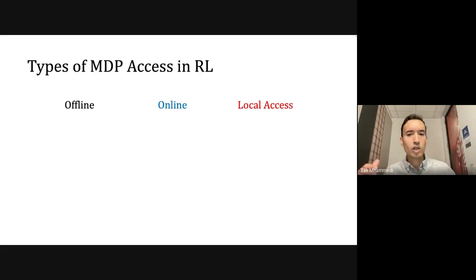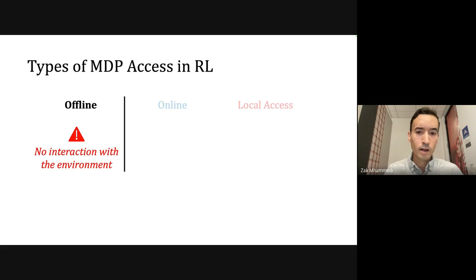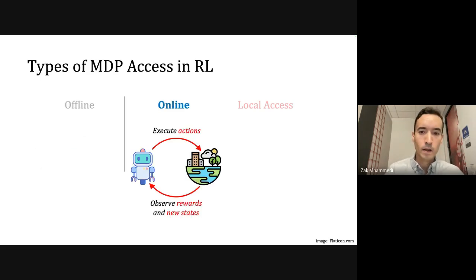Local access is actually just one of at least three types of MDP access that have been explored in RL. On one side, you have offline RL, where you have a fixed data set of trajectories or transitions, and the RL algorithm uses them to learn a good policy. In this setup, the algorithm cannot interact with the environment to generate new trajectories. On the other hand, there's online access, where the algorithm can interact with the environment to generate trajectories.